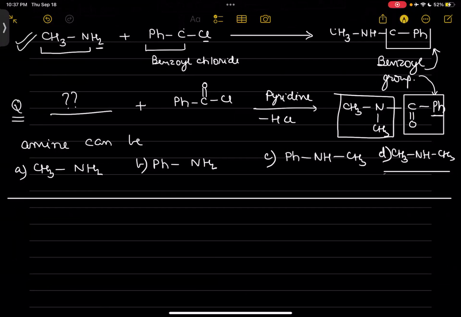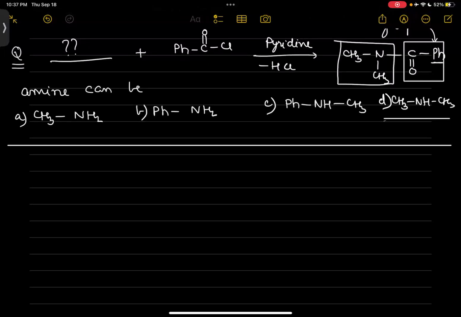The next reaction is a very important reaction. It is used as a laboratory test. When a reaction classifies under the category of laboratory test, it can be used for identification. So a reaction can be considered a laboratory test for identification of a particular functional group.